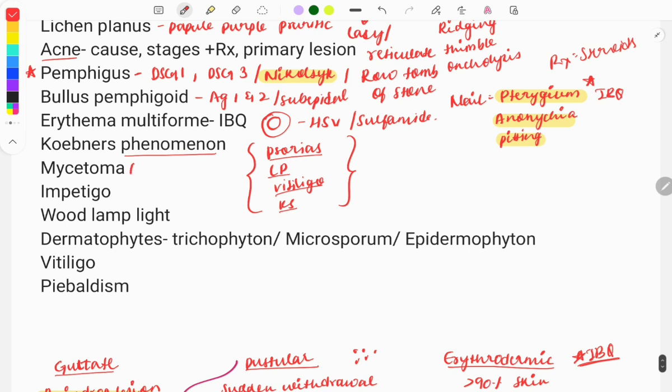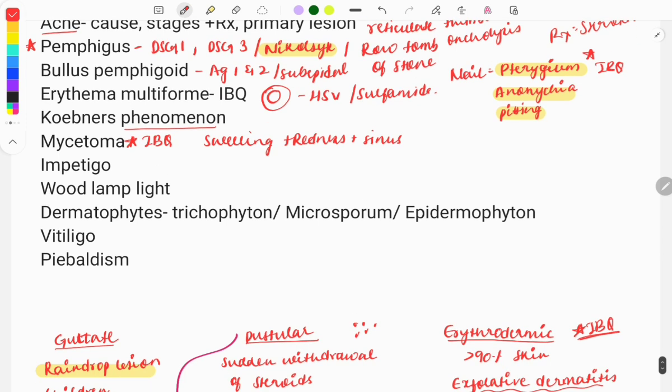Mycetoma, also a frequently asked question. Usually an image-based question is asked, and there will be a history of a farmer, also known as Madura foot, and you can see that in this lesion there will be swelling present. Along with the swelling, you can see that there will be redness and sinuses. So it is also a must-do topic, mycetoma.